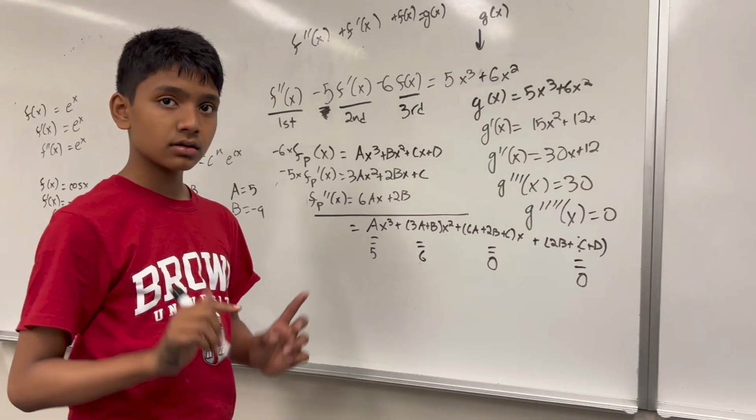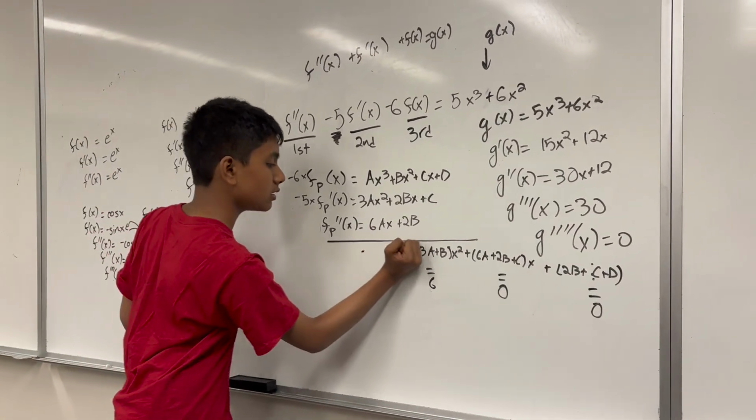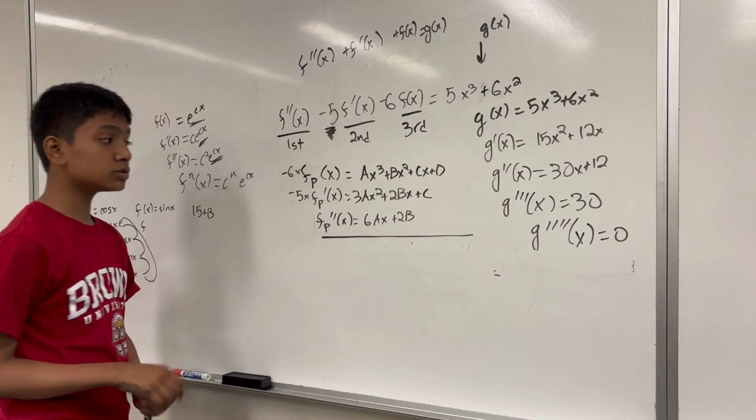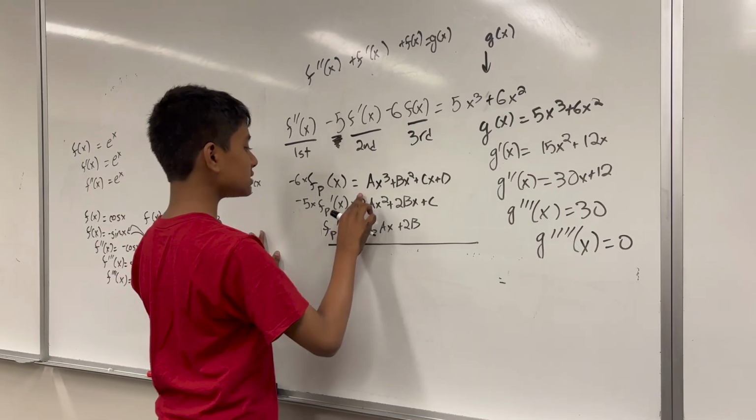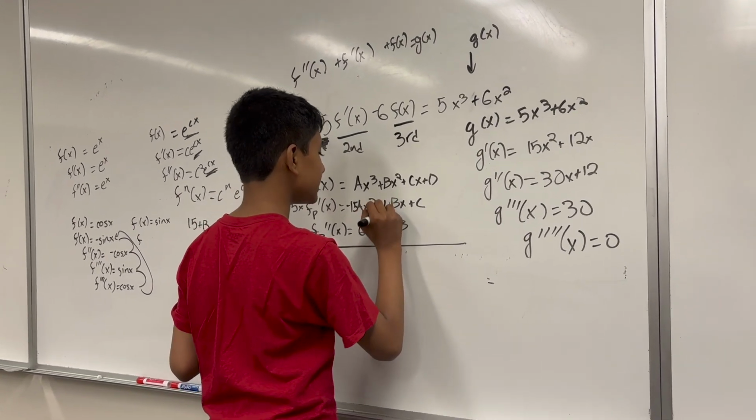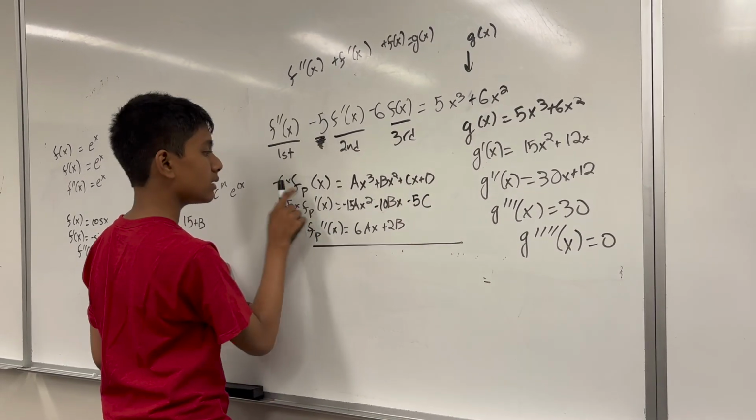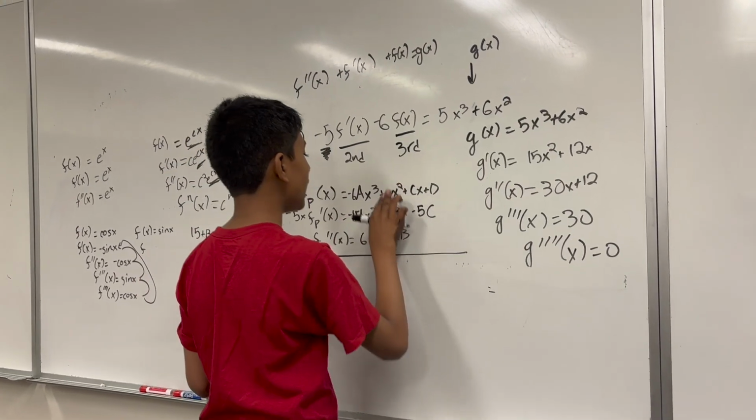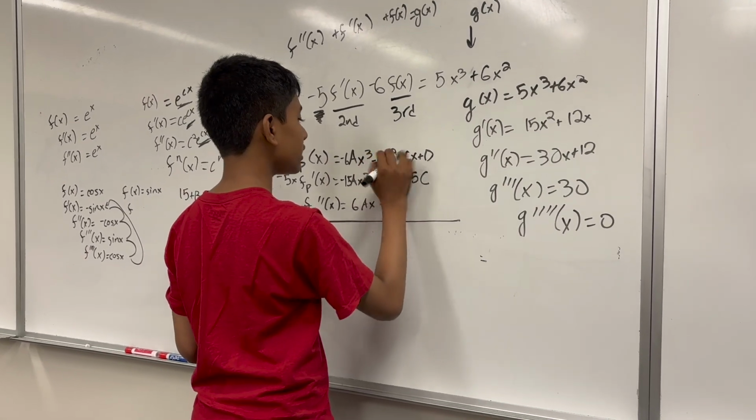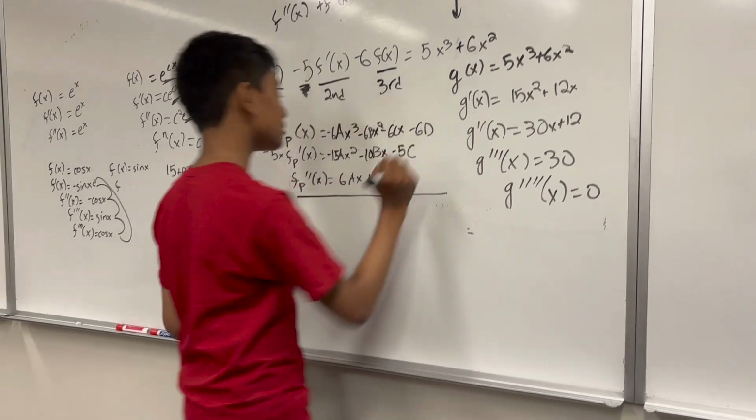But wait, we made a critical mistake. And what is that? Did you catch it? We forgot to multiply through. So we actually should be getting negative 15ax minus 10bx minus 5c. You see how drastic that is? But we also have to multiply here, get minus 6ax cubed minus 6bx squared minus 6cx minus 6d. Crazy, right?